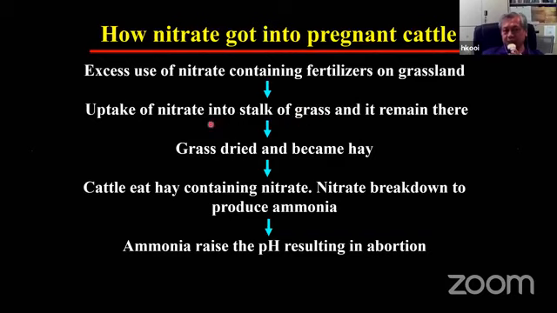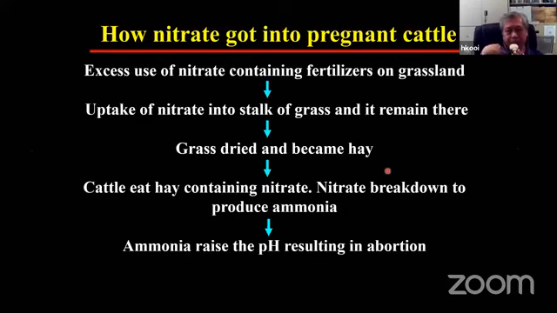Okay, stalk of grass. They put a lot of nitrates so that the grass will grow very fast. But this grass will take up the nitrate and then they become hay. And when the cattle eat the hay, the nitrate breaks down to produce ammonia. And when you have a lot of ammonia in the cattle, the pH rises. And when the pH rises, the placenta could not hold on to the fetus, so it causes abortion.